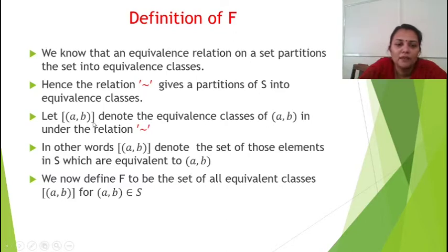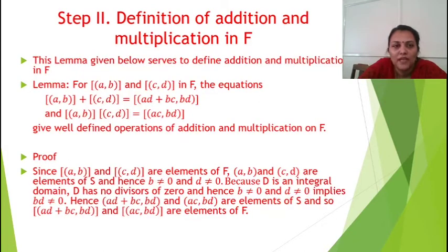We can define the equivalence classes by the closed interval [a,b]. The elements of S denote the elements of D cross D*, and [a,b] denotes the equivalence class of (a,b) under the relation equivalent. In other words, [a,b] denotes the set of those elements in S which are equivalent to (a,b). We now define F to be the set of all equivalence classes [a,b] for (a,b) an element of S. So we have defined F.